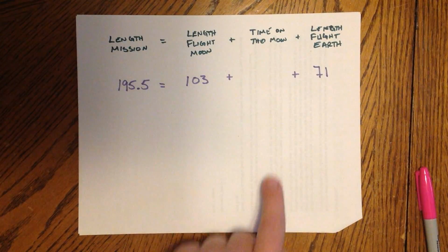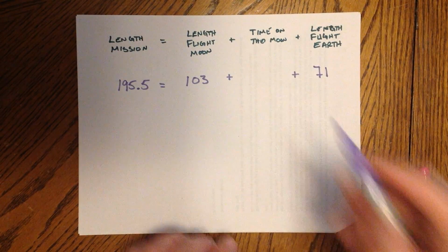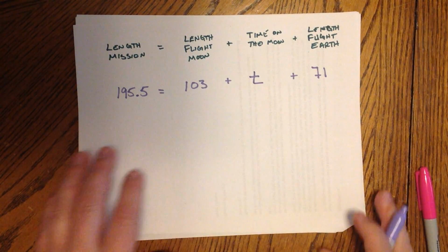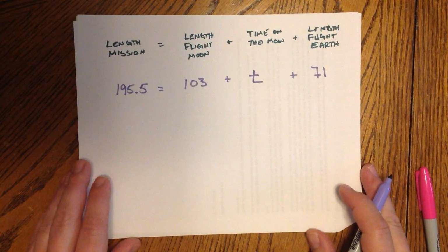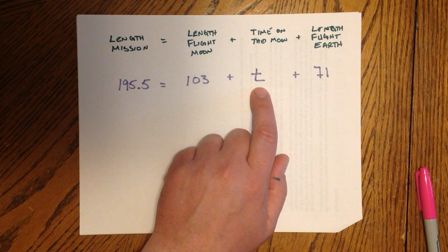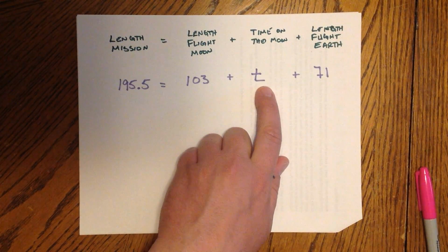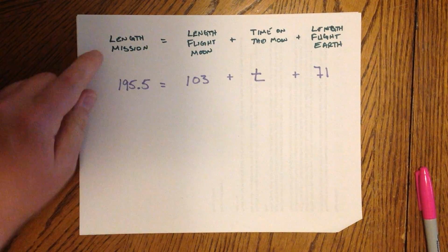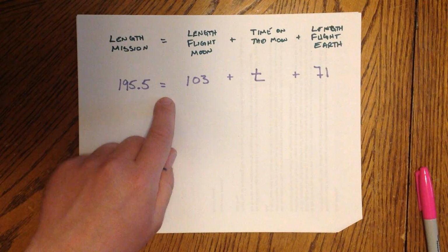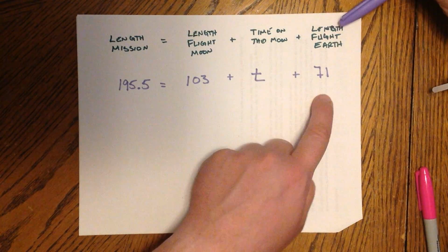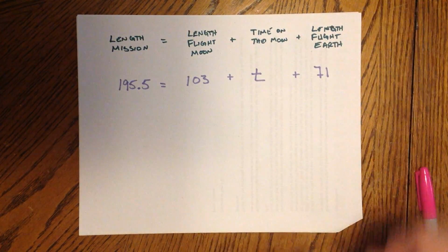So the time on the moon is the missing piece. I need a variable for that, and I'm going to use the variable t for time. And I should notate, this is just kind of a little tip: if you ever use the variable t, I recommend that you use a little tail on it. Otherwise it looks too much like a plus sign, and you might confuse something in your homework. So now I have my equation. My length of the mission, 195.5, is equal to 103, the length of the flight to the moon, plus the time on the moon, t, plus 71, the length of the flight back to Earth.